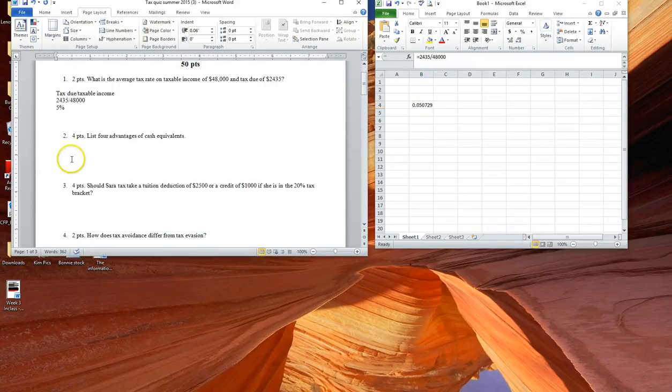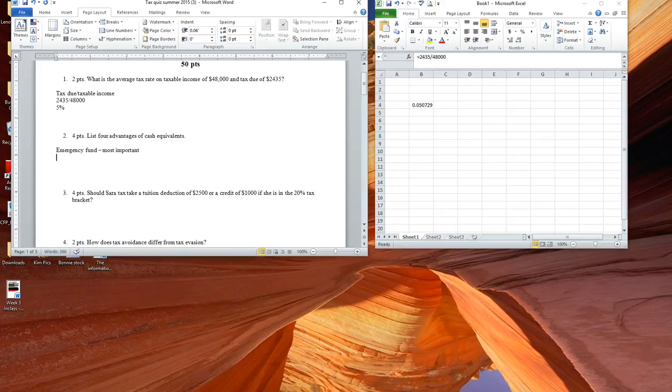Next question. Four advantages of cash equivalents. Remember, cash equivalents are at the bottom of that pyramid, and the advantages of cash equivalents are the following. Emergency fund, most important. We need a fund that we can go to instead of having to use a credit card or borrow money from someone else. Everybody should have an emergency fund. Next, safe. Remember, cash equivalents are invested in interest-bearing accounts that are what's called FDIC insured, which means the government has insured them up to $250,000 per account. So that would be the second one.